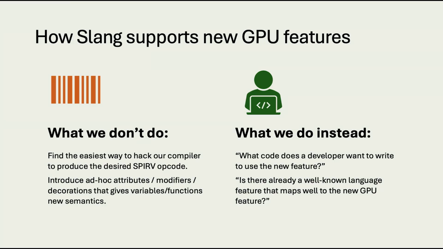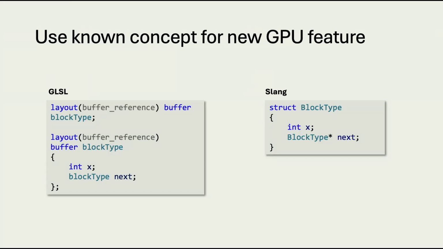So instead, we try to ask ourselves the question, what is the code that a developer would like to write when they want to use this GPU feature? And before adding any new ad hoc modifiers or attributes to the language, we always want to survey the well-known existing language mechanisms to see if there is anything that maps well to this new feature that we want to expose.